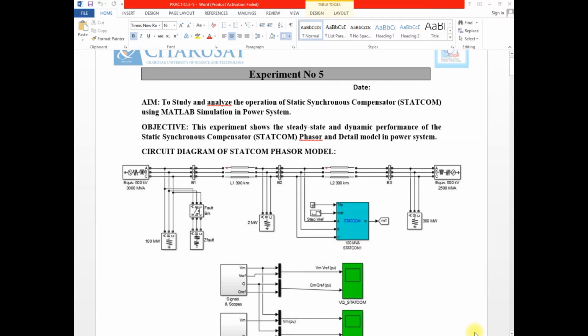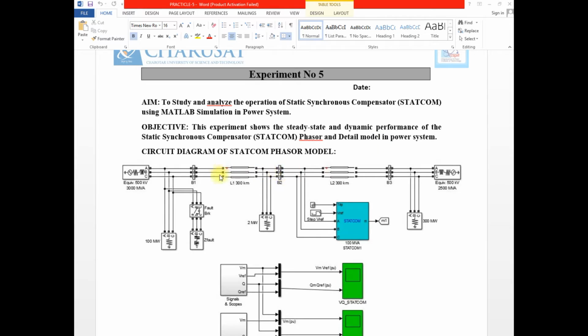Hello student. In this lecture, we understand experiment number 5 to study and analyze the operation of the static synchronous compensator, in short called a STATCOM, using MATLAB simulation in power system. The objective of this experiment is to understand the steady state and dynamic performance of the STATCOM phasor model and detailed model in the power system.